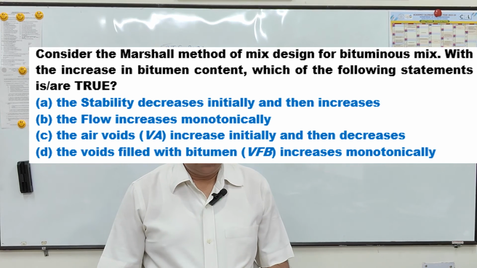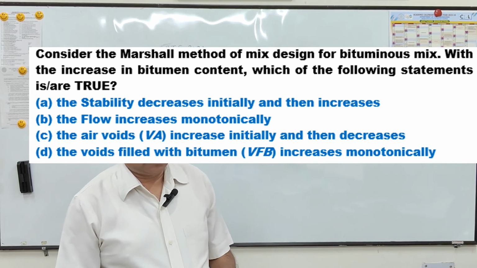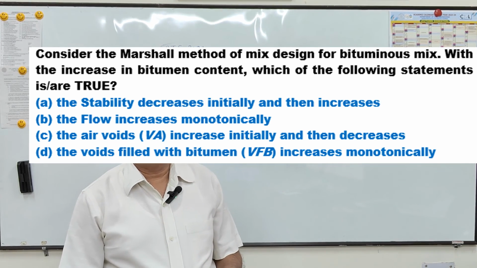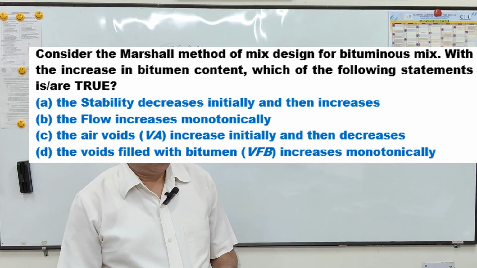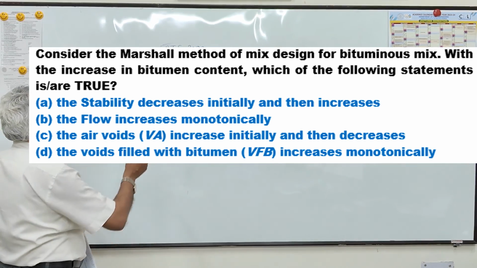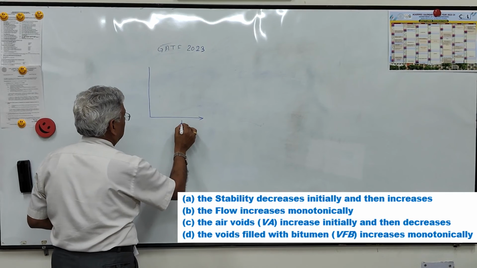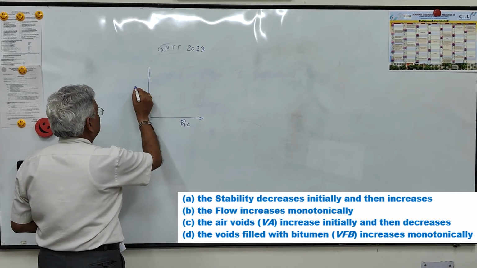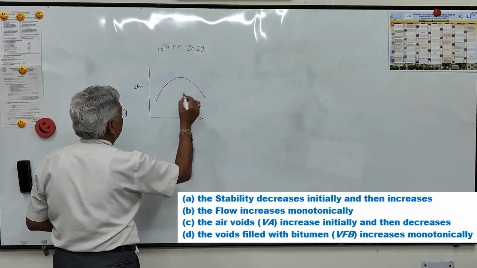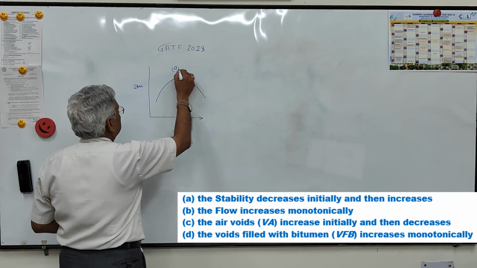The last question is, consider the Marshall method of mix design for bituminous mix. With the increase in the bitumen content, which of the following statements is or are true? Number 1, the stability decreases initially and then increases. Now this is not a correct statement because when you plot binder content versus stability, it is like this. It increases first and then reduces. So statement A is not correct.